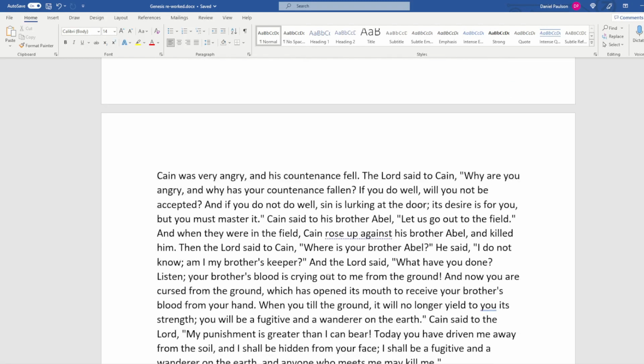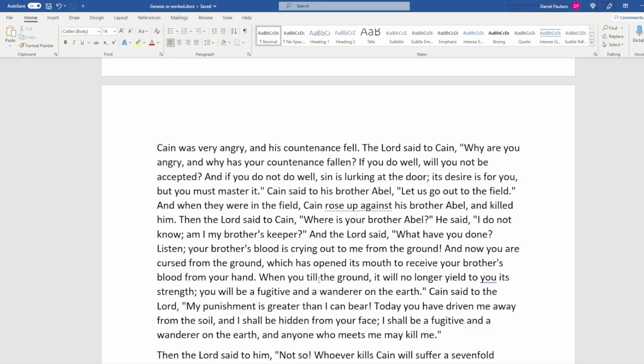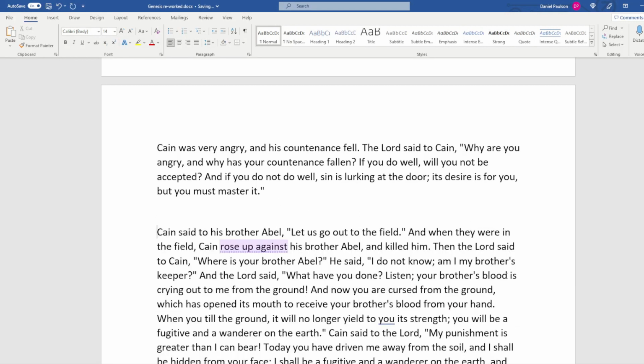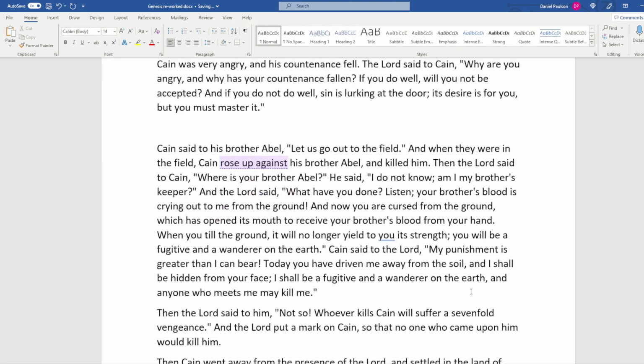Okay, what happens next? Okay, so Cain was very angry and his countenance fell. The Lord said to Cain, "Why are you angry and why is your countenance fallen? If you do well, will you not be accepted? And if you do not do well, sin is lurking at the door. Its desire is for you, but you must master it." Cain said to his brother Abel, "Let us go out to the field." And when they were in the field, Cain rose up against his brother and killed him.